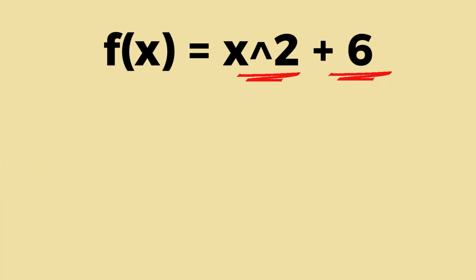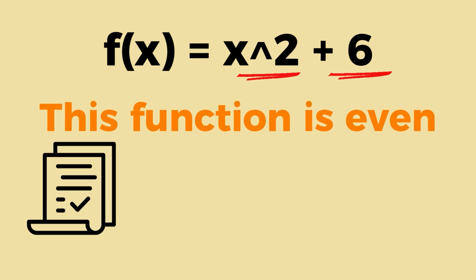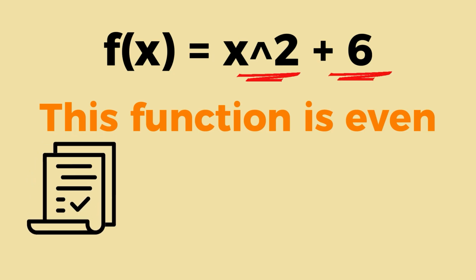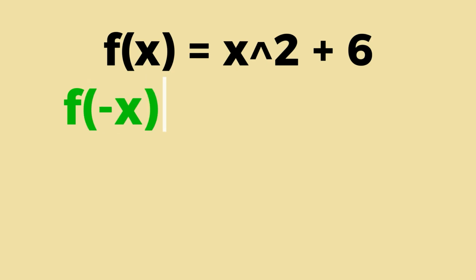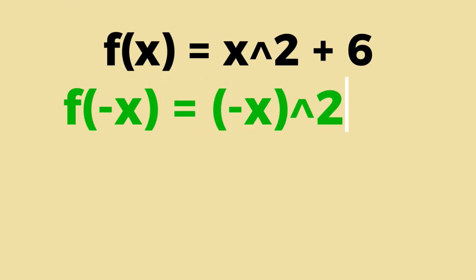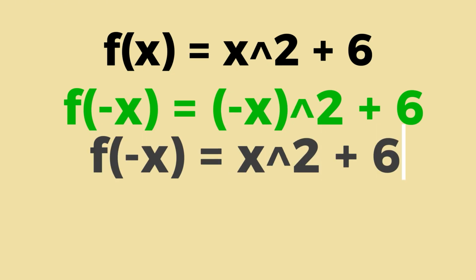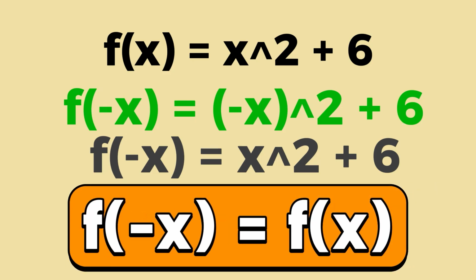But if we are asked to prove it, we replace x with negative x. Negative x to the power of 2 plus 1, which simplifies to x to the power of 2 plus 1. So we conclude that f of negative x equals f of x. Therefore, this function is an even function. We see that the function has not changed. So f of negative x equals f of x, and we conclude that this function is even.